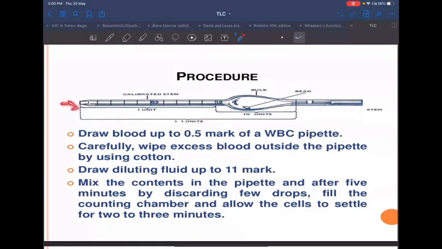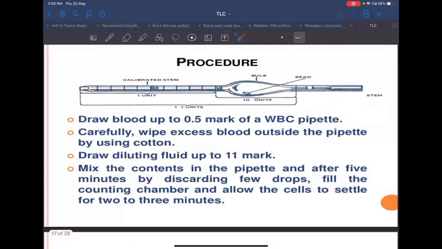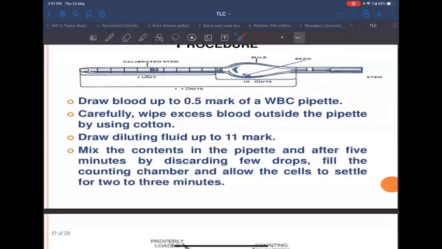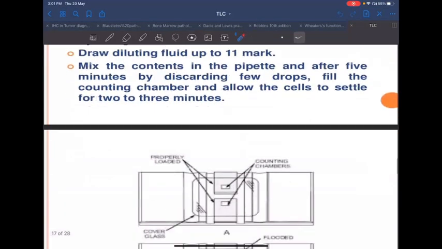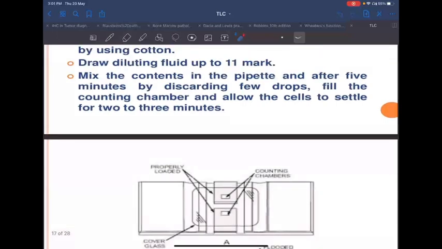We draw the diluting fluid up to this mark, and then we mix the contents of the pipette by rotating it 2 to 3 times. After 5 minutes, we discard the first few drops, because they contain only the diluting fluid. First we take blood till here, then we take the diluting fluid, so the initial portion is only diluting fluid. We discard those initial few drops, which amount to approximately 0.5 units. Then we allow the cells to settle.